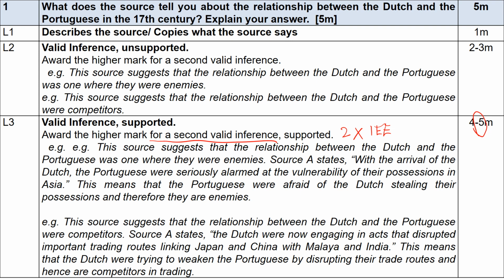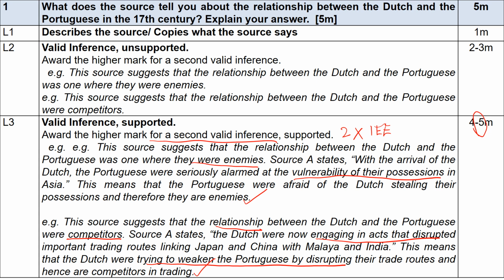So the first one that I wrote down, for example, is that they are enemies. Why enemies? Because the Dutch were threatening their possessions. So this means that the Portuguese were afraid of the Dutch stealing their possessions and therefore they are enemies. Okay, second, relationship was one where they were competitors. Because the Dutch were now engaging in acts that disrupted important trading routes. This means that the Dutch were trying to weaken the Portuguese by disrupting their trade routes and hence are competitors in trading.